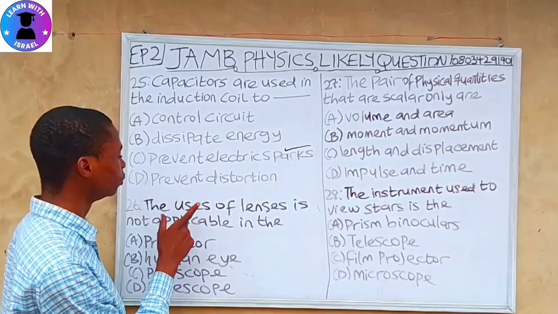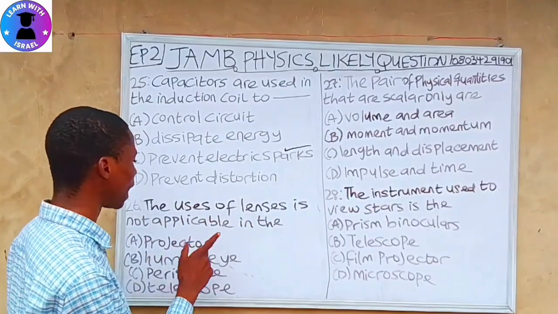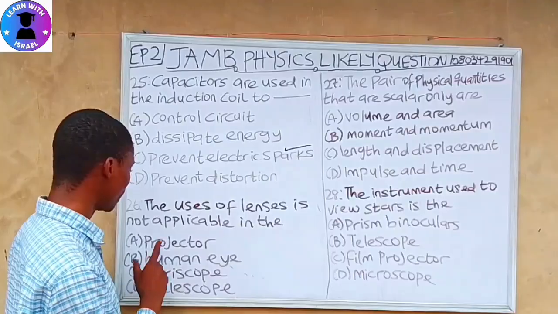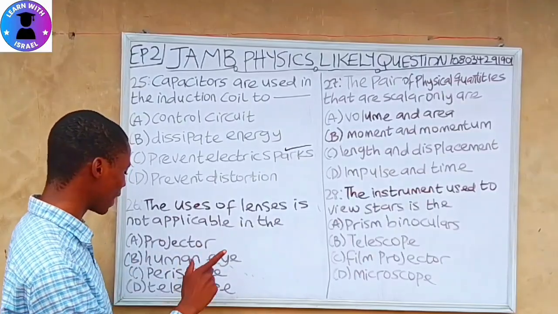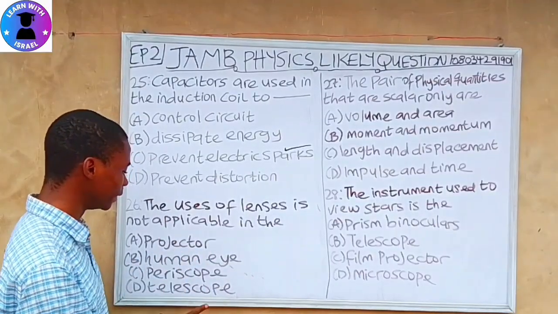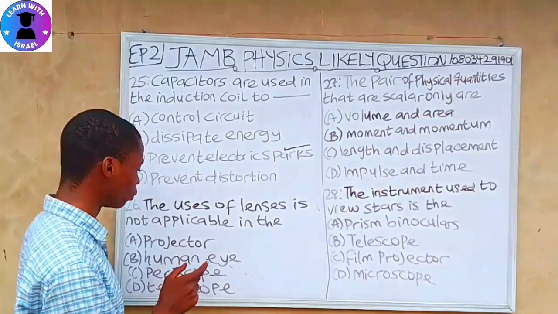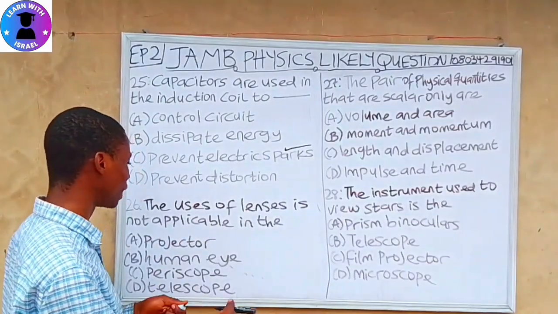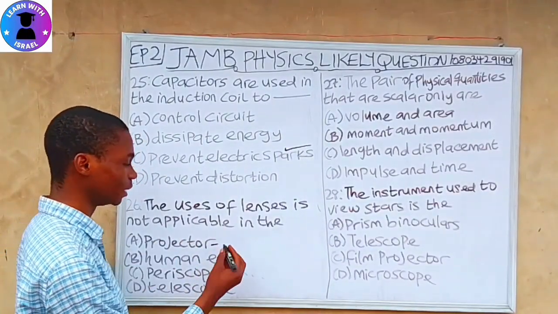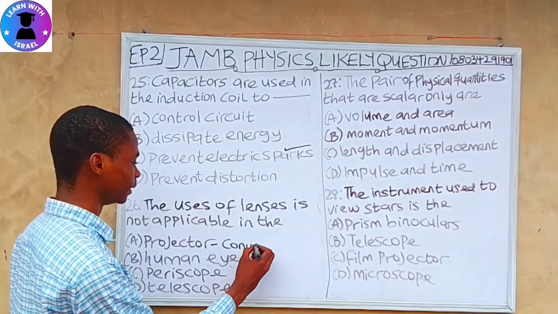Question 26. The use of lenses is not applicable in the: A. Projector, B. Human eye, C. Periscope, D. Telescope. So let's start from the projector. The use of lenses is applicable to the projector, and in the convex lenses.